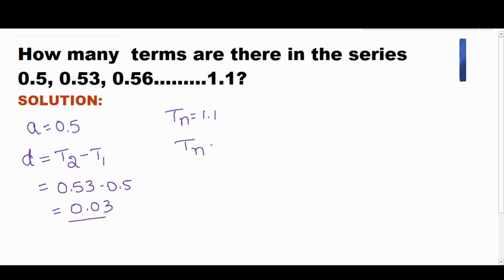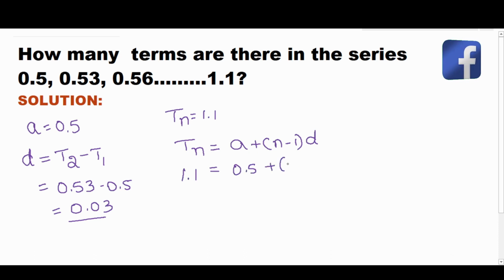Let's apply the formula and find what n is. So we have the formula Tn is equal to a plus n minus 1 into d. Tn we have 1.1, and a we already know is 0.5, plus n we don't know, I'm keeping it as n itself, n minus 1 into d value, which is 0.03.